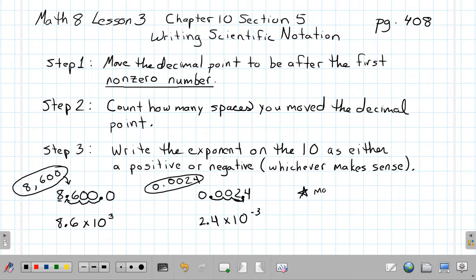So once again, make sure you use the correct sign on your exponents.